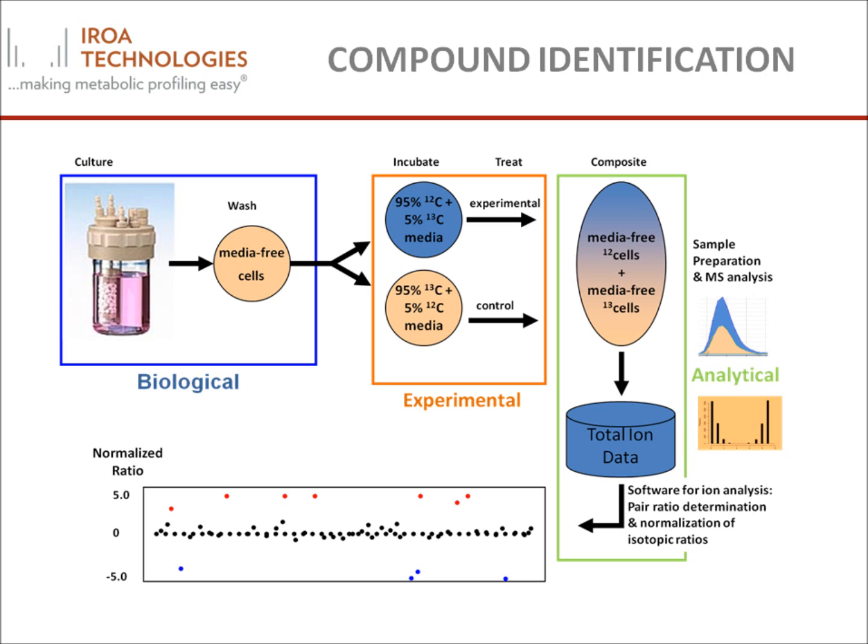Once labeled with the 95% C13 and 5% C13 media, all of the biological components in the control and experimental sample will carry unique signatures, and this means that the control sample can be directly embedded into and prepared simultaneously with an experimental sample and analyzed as a composite. This reduces the number of samples to be analyzed in half and also removes sample-to-sample variance.